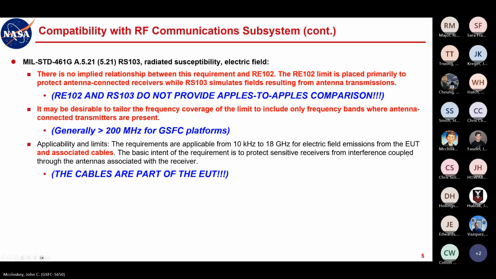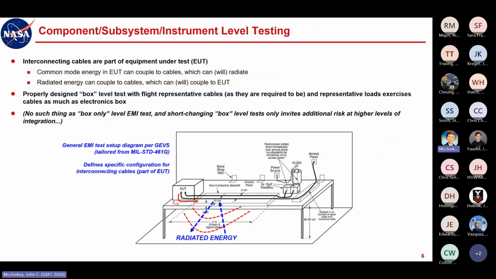So my mistake here. This is a carryover from radiated emissions. I thought I'd updated all the references to say susceptibility, but I missed this one. But it's the same idea that you're assessing radiated susceptibility from the EUT and associated cables. The cables are very much part of the EUT.